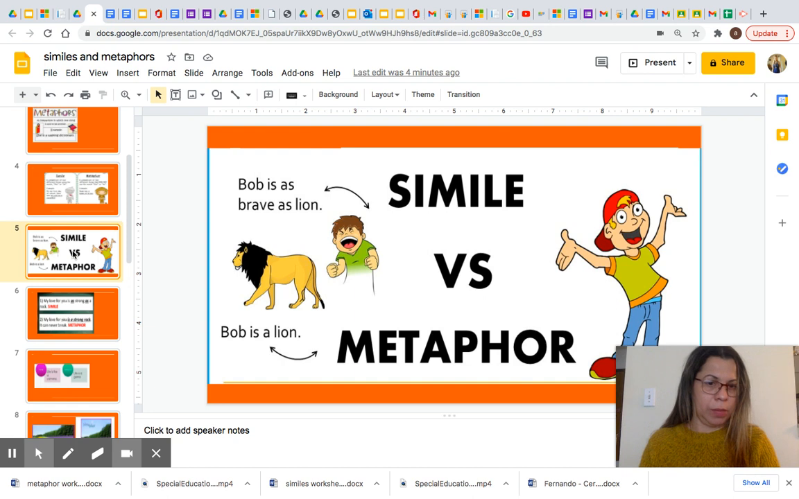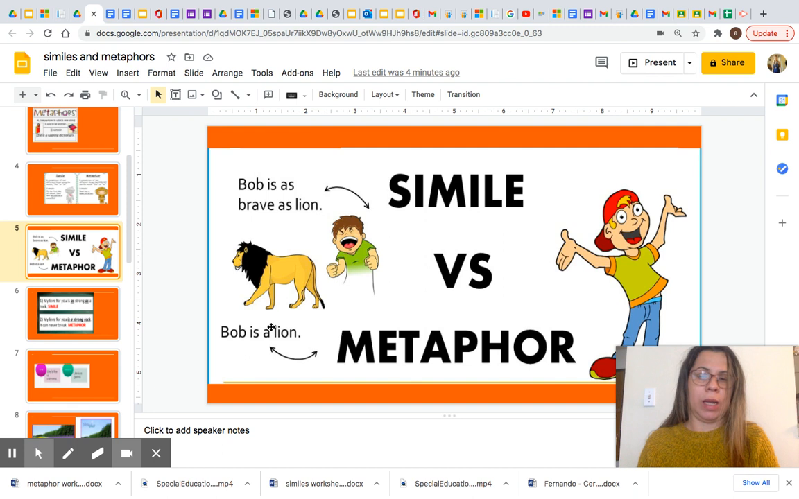Let's look at a few more examples. In this slide, we have a simile and a metaphor. On the top, we have a simile. Bob is as brave as a lion. This is a simile because they are using the word as.